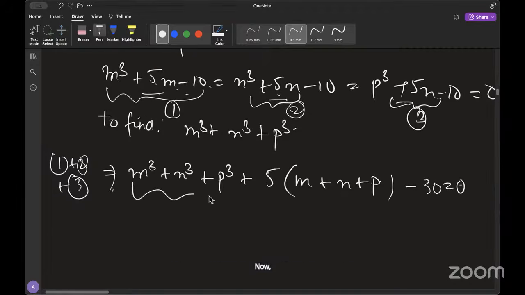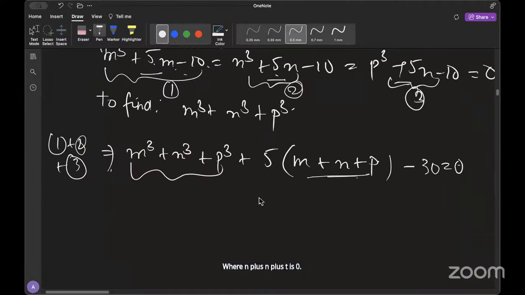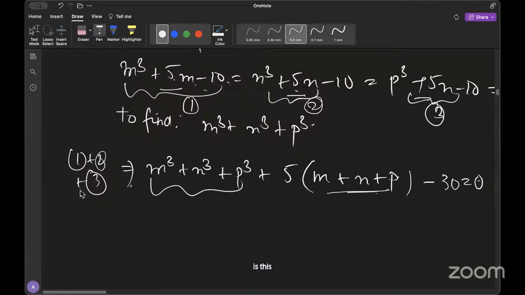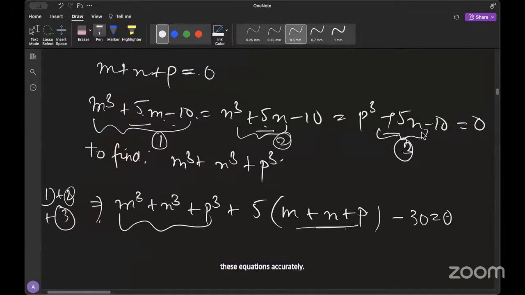Now you have to find this. You have been given that m plus n plus p is 0. So that means, is adding these three things clear? Or maybe I should have written these equations separately. Let's say this equals 0, this is one equation, this equals 0, this is the second equation, and this is equal to 0, this is the third equation.